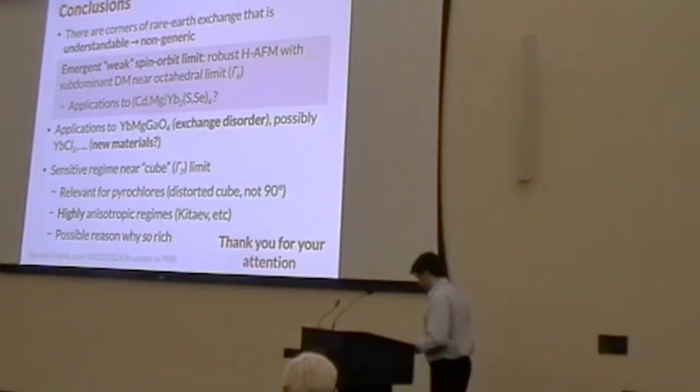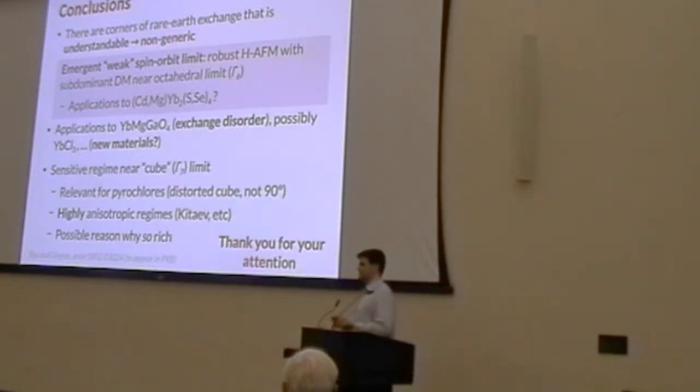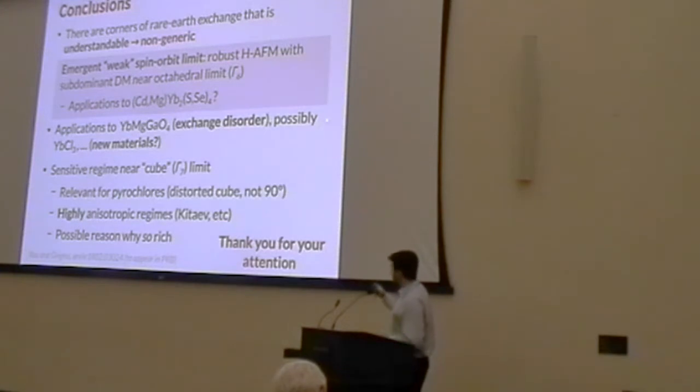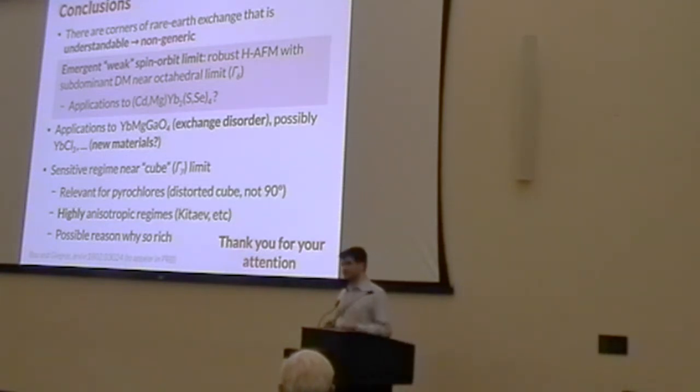So what I've tried to sketch for you here is a sort of corner of the physics of rare-earth exchange where we can have some relatively reasonable idea of what's going on. This is validated for this breathing pyrochlore compound and has further predictions for the spinels, which are consistent with the experiments to date. There are also other applications to this triangular compound, which I didn't want to get into since there's a structural disorder, which makes it somewhat more complicated.